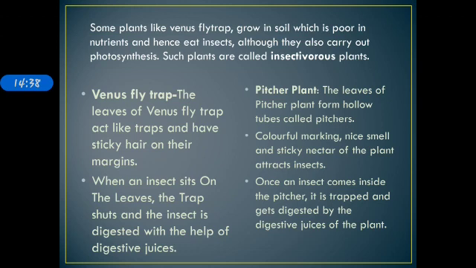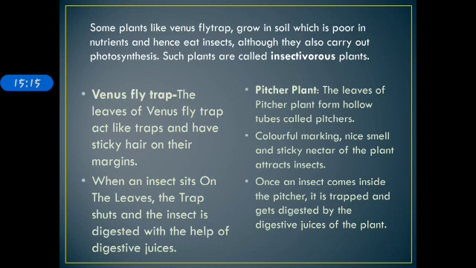Okay. Then some plants like Venus flytrap grow in soil which is poor in nutrients and hence eat insects. Although they also carry out photosynthesis, such plants are called insectivorous plants. Okay. There are some plants which eat insects. Such are called insectivorous plants. For example, we have Venus flytrap and pitcher plant. First, we will look into Venus flytrap.